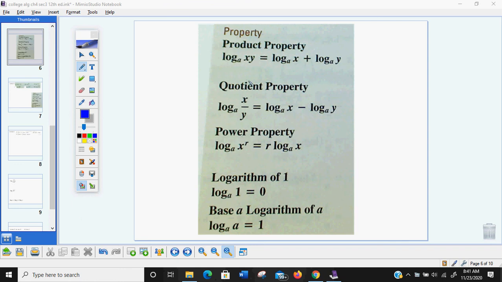Okay, so let's look at the properties of logs. What we're going to do is take logarithms and break them apart. Later we're going to use logs that are broken apart and put them back together. So here's what you need to know.